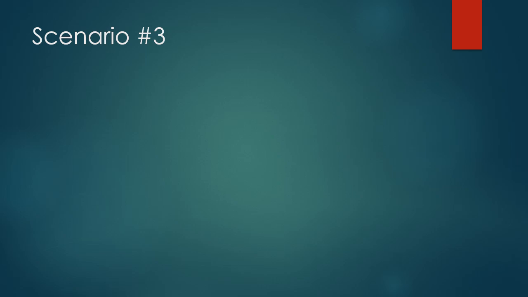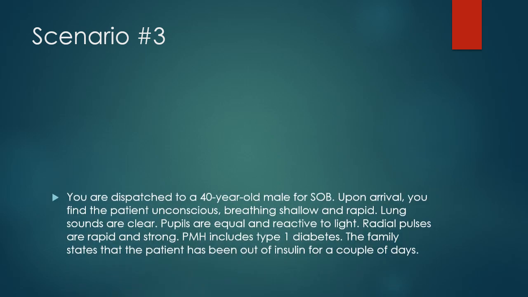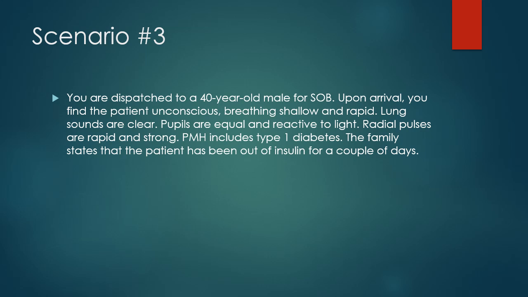All right, scenario number 3. You dispatch to a 40-year-old male for shortness of breath. You find the patient unconscious, they're breathing shallow, they're breathing rapid, lungs are clear, pupils are good, radial pulses are good and strong. So we don't know this for sure, but our neuro looks to be decent from what we can see.